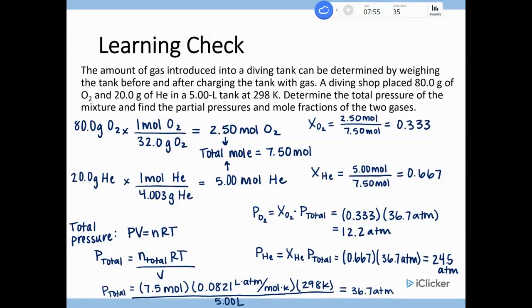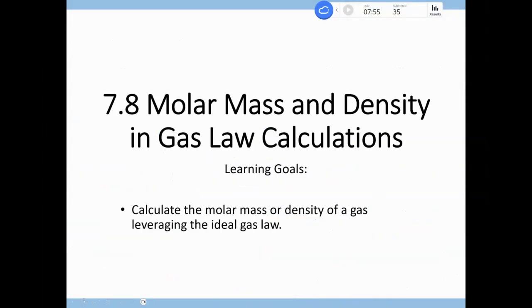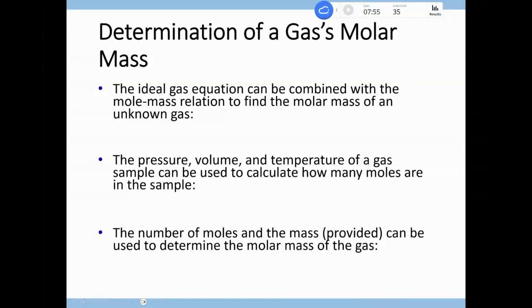All right, we will continue on. We will push through. Next slide, we're going to section 7.8. So we'll talk about finding the molar mass or density of a gas, and we will use the ideal gas law as a tool to do that. So first, determining a gas's molar mass. This is assuming we don't know the molar mass, which means we don't know what gas is present. So we'll use other information to determine the molar mass of that gas.